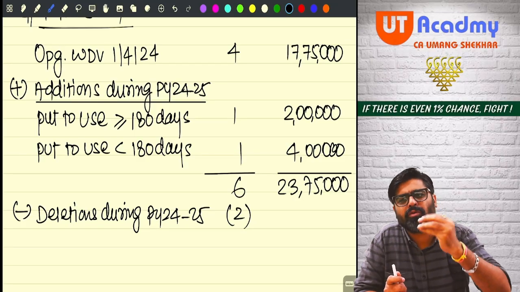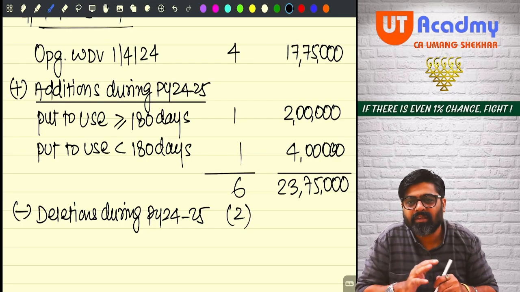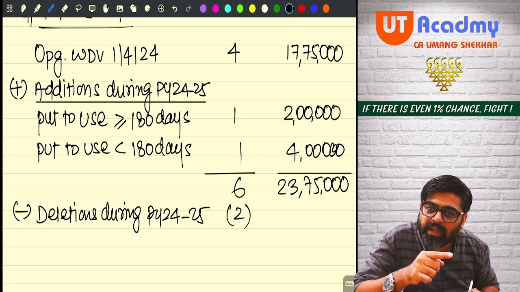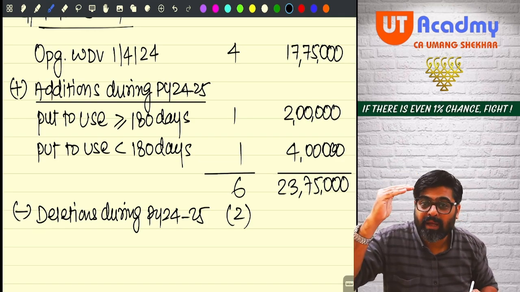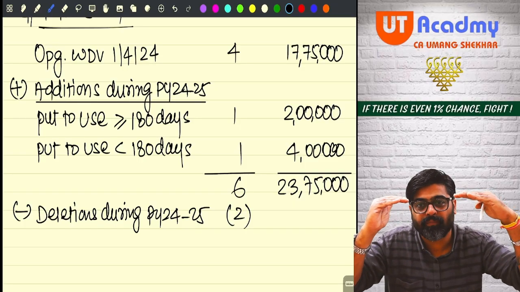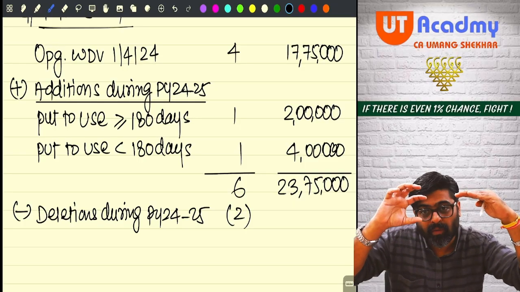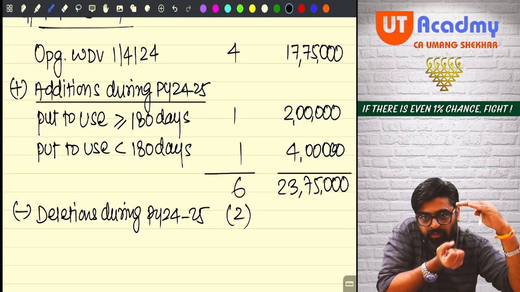Not 10 lakh, just assume 5 lakh rupees. By selling the 2 machines, you are getting 5 lakhs. Can I say that 5 lakh is nothing but the recovery of that cost which is there in the block? So last day, 6 assets should be there having this much cost. Yes or no? 23,75,000. But from these 6 assets, during the year 2 assets are sold and 5 lakh out of this cost is recovered.